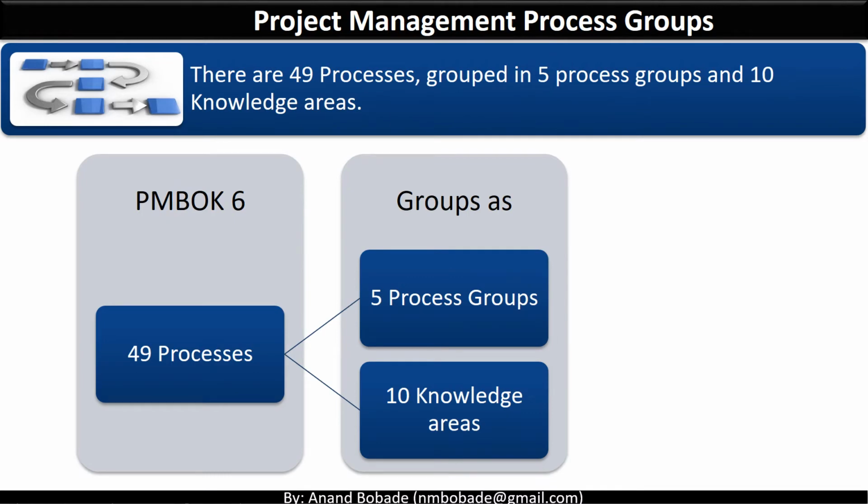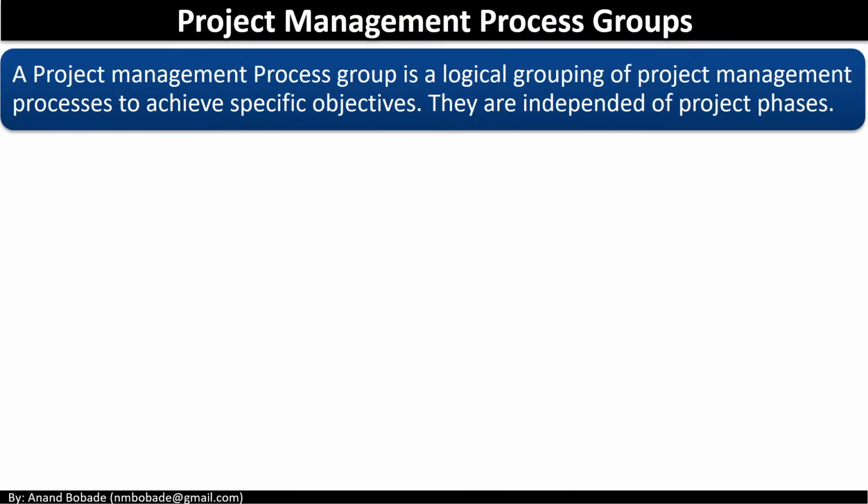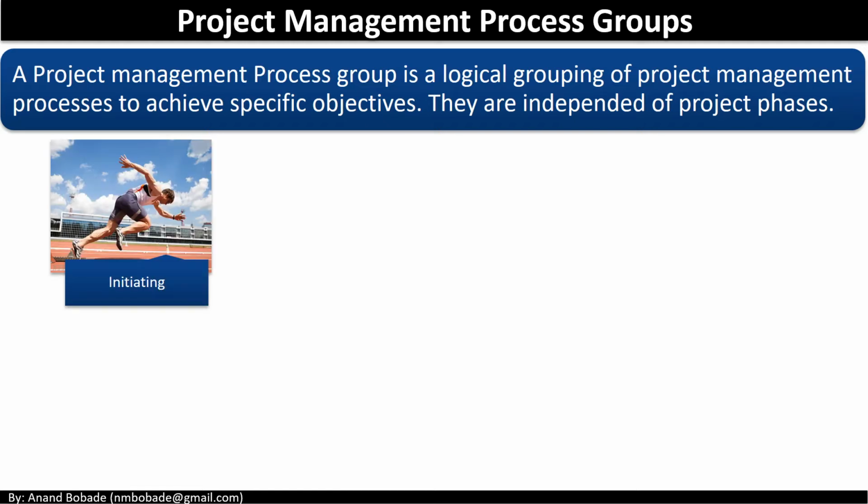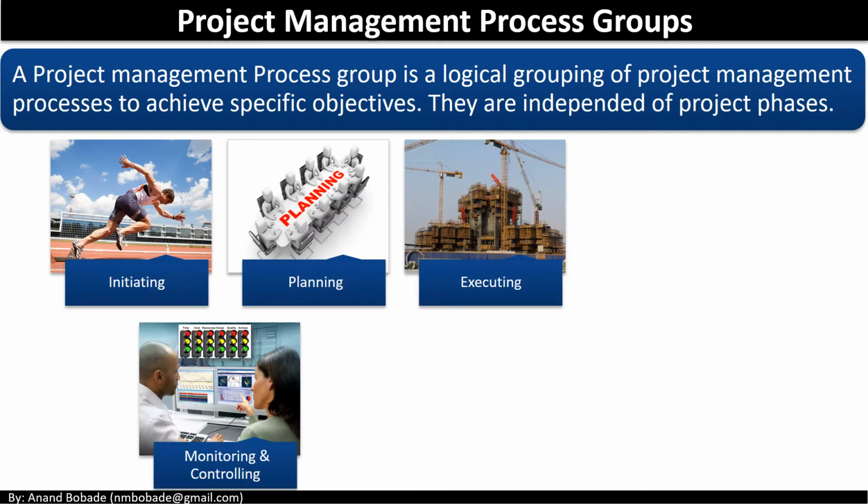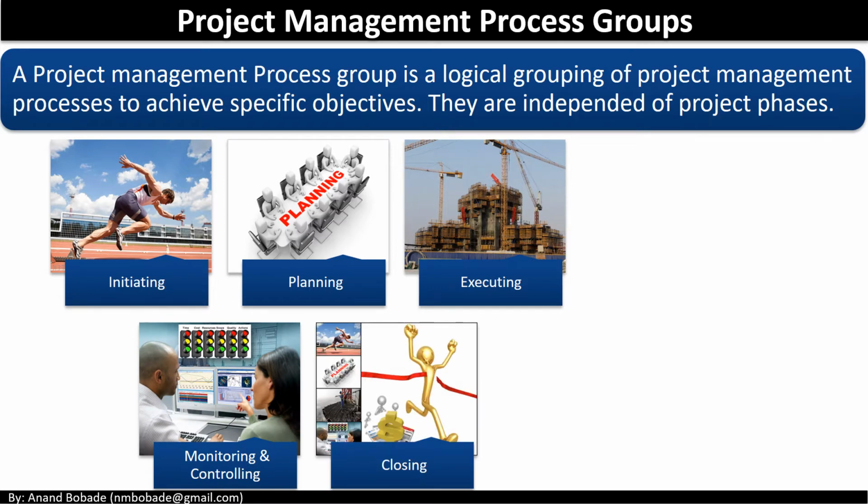There are 49 processes grouped in 5 process groups and 10 knowledge areas. A project management process group is a logical grouping of project management processes to achieve a specific objective. We have 5 process groups: initiating, planning, executing, monitoring and controlling, and closing. These process groups are independent of project phases. Please note that they are not the same as project phases.